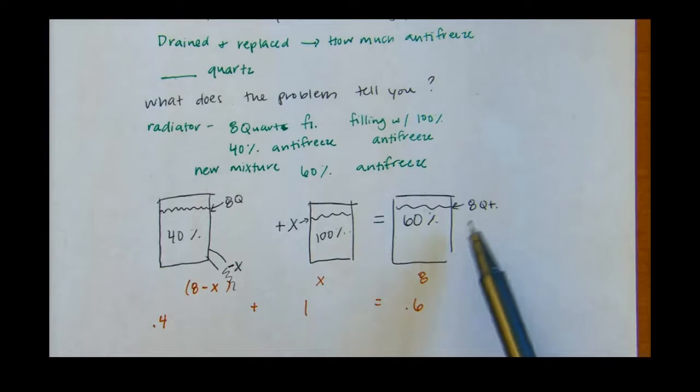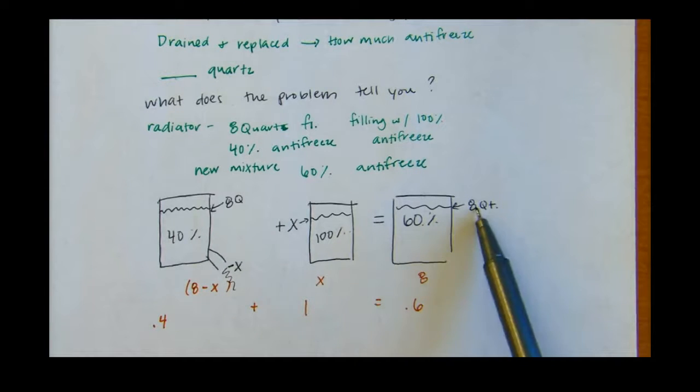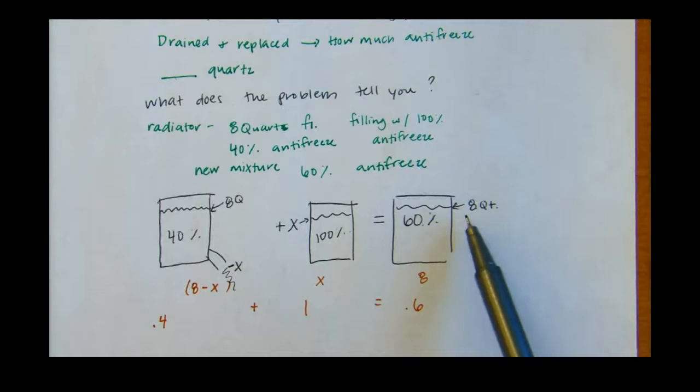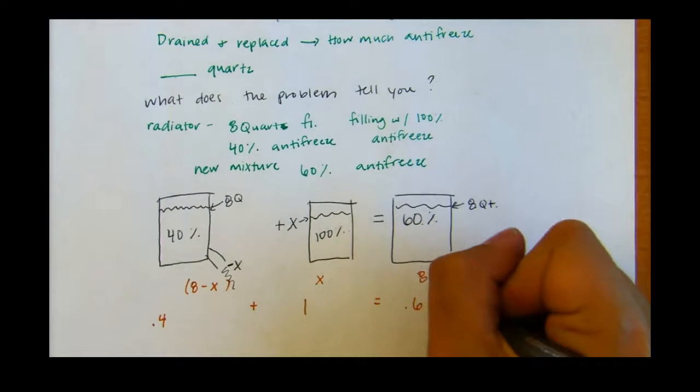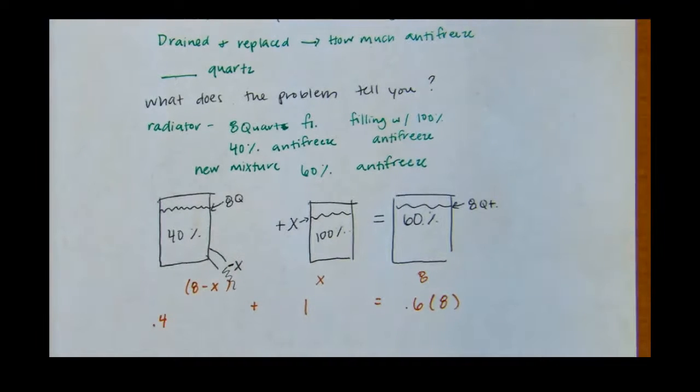When I'm taking a percentage of a number, so if I've got 60% of this 8 quarts as antifreeze, percent of a number, what do I do with my 2 values? That's right, so I multiply these 2 values together. So 60% of 8 quarts, I'm taking 0.6 and I'm multiplying it with 8.